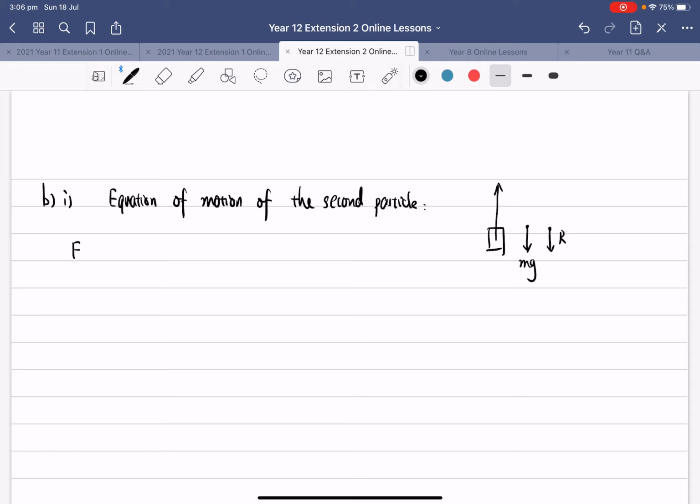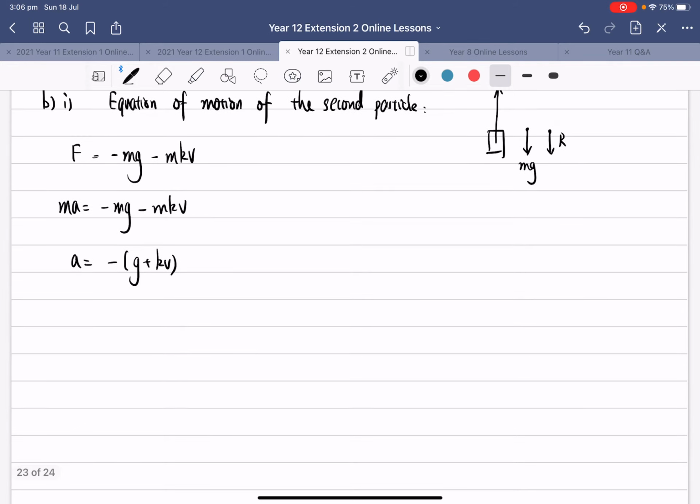So therefore the force is equal to minus mg minus mkv. And then ma is equal to minus mg minus mkv. So acceleration is equal to negative bracket g plus kv. But remember we still need to find the time, so the v-t function here.